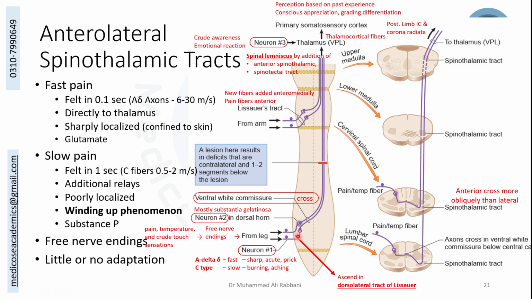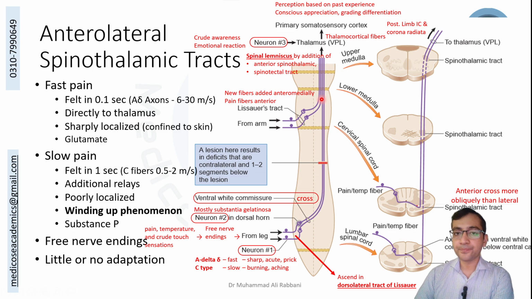The nerves enter and move up through the tract of Lissauer by one or two segments, and synapse with a second order neuron present mostly in the substantia gelatinosa. The second order axons from those cells exit and cross the midline more obliquely in the anterior tract as compared to the lateral one, reaching the anterior or lateral white column depending upon the exact tract we are discussing. And it will move up the spinal cord.